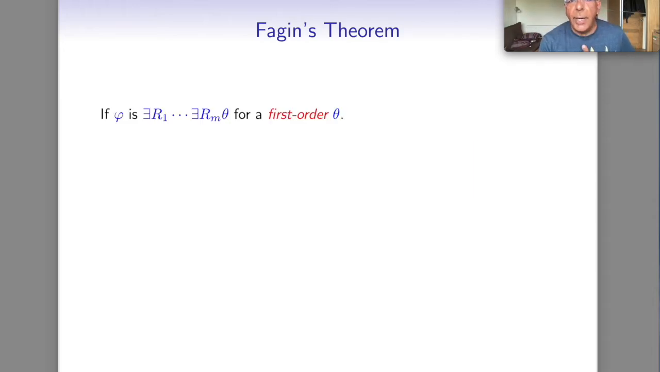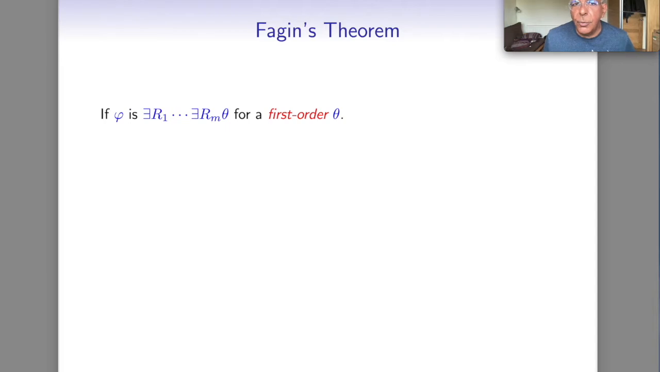I'll give you a very brief idea of how we prove this. There are two directions to prove. Suppose you have a formula of existential second-order logic. What does that mean? The formula consists of a sequence of quantifiers, there exists R1 up to exists Rm, where each Ri is a relation symbol, and theta, some first-order formula. Let's say if we were talking about graphs, theta would involve the edge relation as well as the relations R1 through Rm.